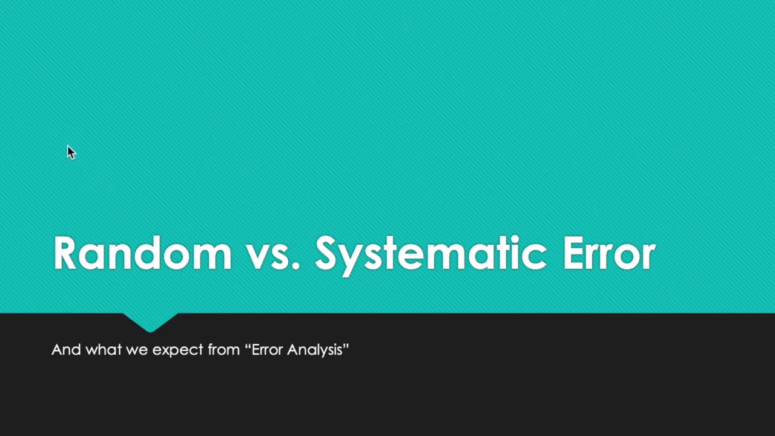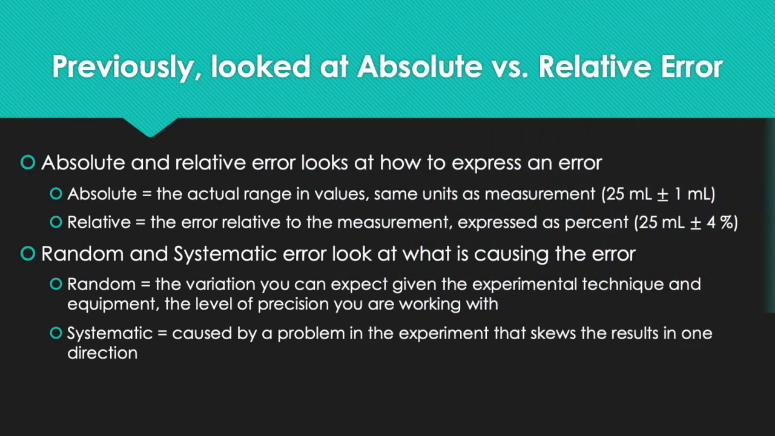All right, let's talk a little bit about error analysis, specifically what is random versus systematic error. Previously we looked at two different types of error. We looked at the difference between absolute and relative error. Absolute and relative error have to do with how to express an error.